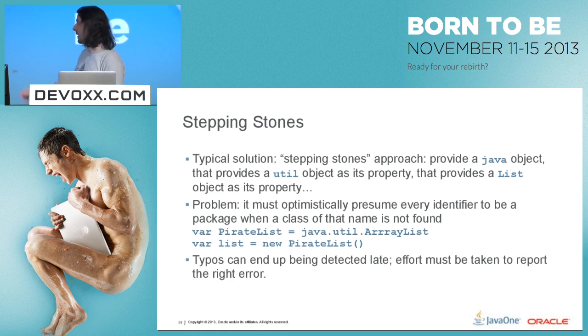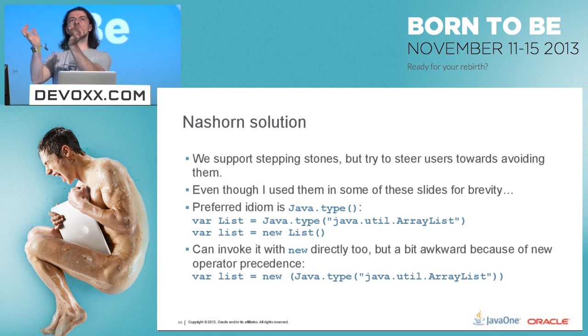So when you are doing this thing at the bottom, which is actually very convenient, saying var list equals new java.util.ArrayList, what Nashorn does is a so-called stepping stone pattern, where we give you a top-level Java object, which when you try to retrieve any property on it, we will treat it as a package. So java.util, it must be a package. Then java.util.ArrayList, and then we actually try to resolve it and say, hey, look, we have a class. And then you can instantiate it.